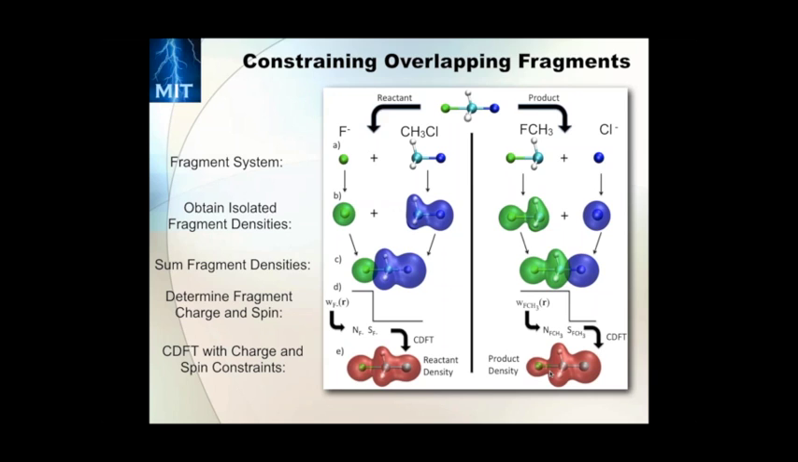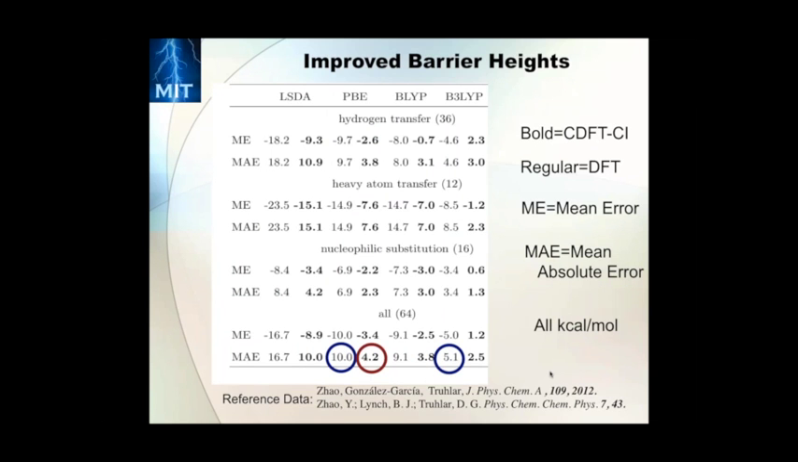And so if we do that kind of thing, we can actually take a library of barrier heights. So this is using the reference data from Don Truhlar's group for hydrogen atom transfer, heavy atom transfer, and nucleophilic substitution. So a total of 64 reactions. And what I'm showing you here are the mean error and mean absolute error for a variety of functionals for all these reactions.